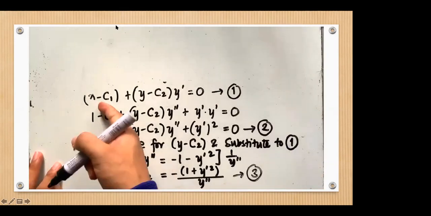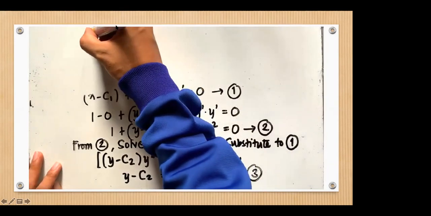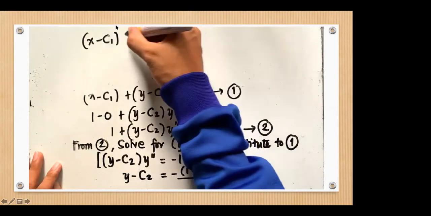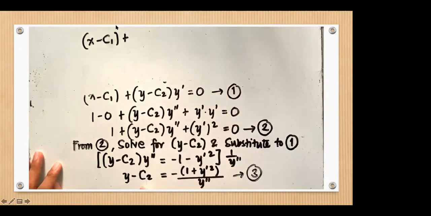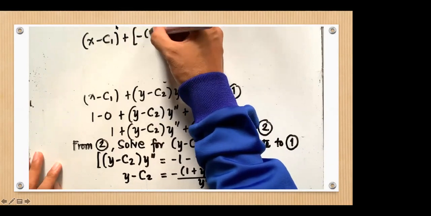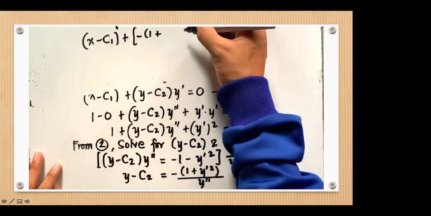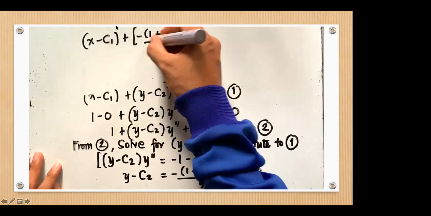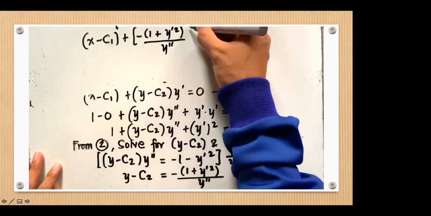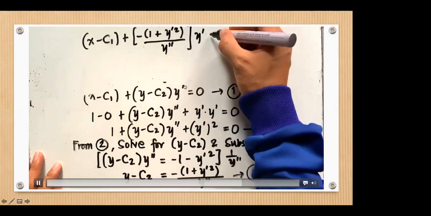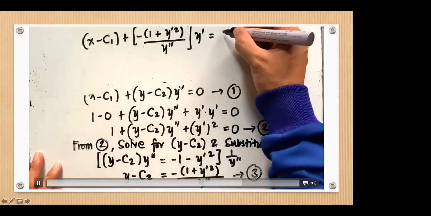So as you notice, there is x minus c sub 1. So you copy x minus c sub 1 plus, what's the value of y minus c sub 2? That is negative times the quantity, okay, 1 plus y prime squared all over y double prime. Of course, you have to multiply that by y prime here, equal to 0.